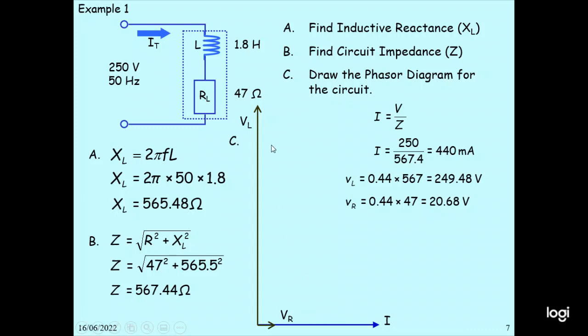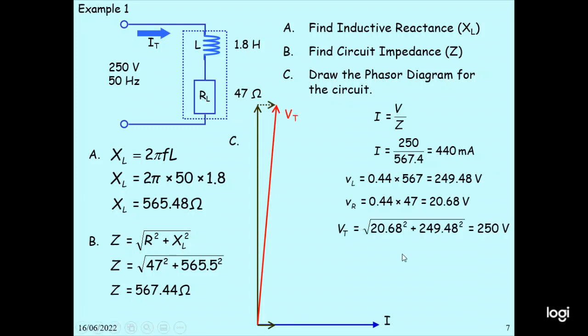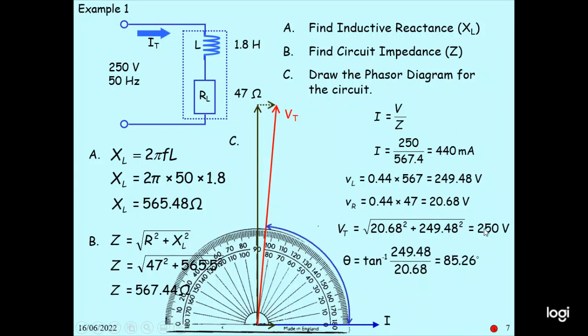We draw the vector diagram. Then we got this is VS. VS equal to the square root of 20.6 square plus 249.48 square, you get 254. So this is the way we calculate. Tangent theta equal to 249.48 divided by 20.68, you get theta to be 85.26 degree.